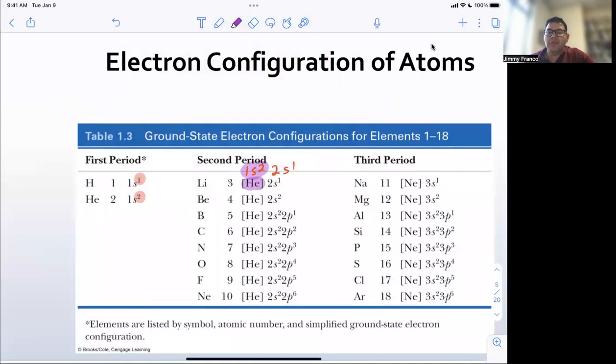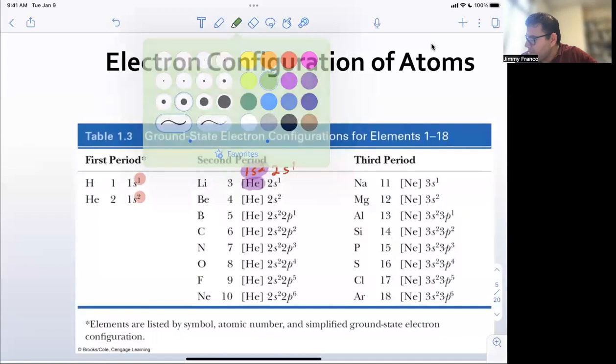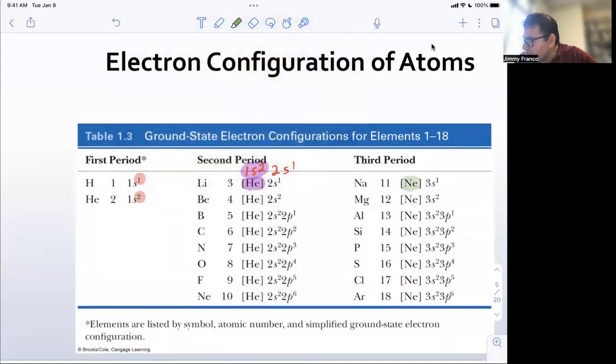Right, so we'll come back and work through more of these in the second period, but let's look at the third period. If you're looking over at sodium, see how this one has neon in parentheses? That means the electron configuration up until that point is exactly the same as neon. And so what that bracket tells me is that sodium is 1s2, 2s2, 2p6, and then the 3s1 is the only thing that's different.